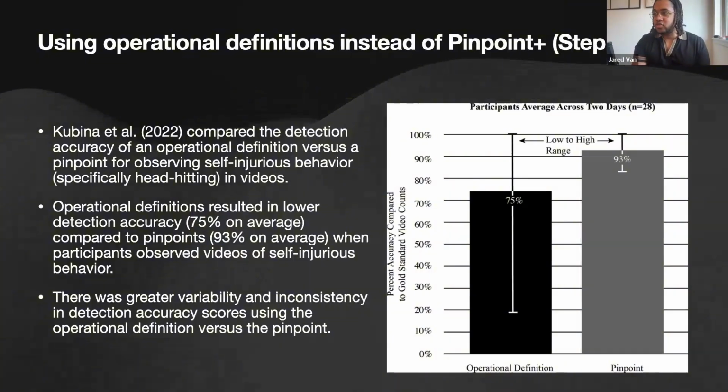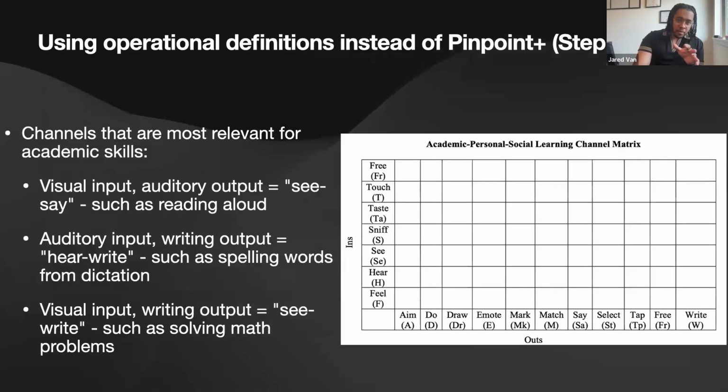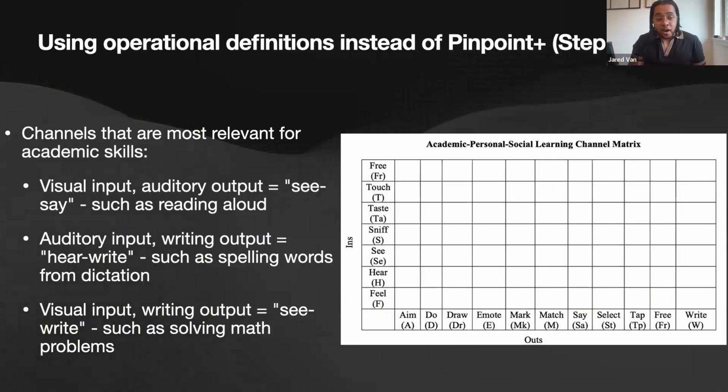I'd also like to turn your attention to those range values. Look at those low to high ranges of the operational definition versus the pinpoint plus, and how much tighter it is for the pinpoint plus compared to the operational definition. This affects how practitioners make decisions. And when it comes to those learning channels, behavior is not omitted, it is permitted by the environment. With these learning channels, we can describe the ways that sensory information comes in and goes out. And this matrix is specifically for academic, personal, social learning, but others exist.